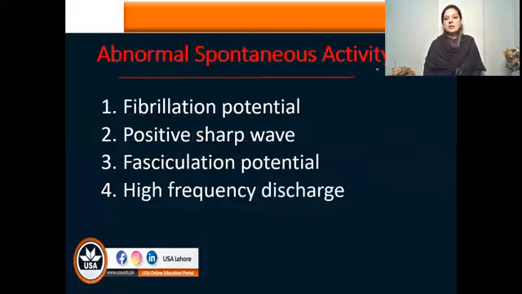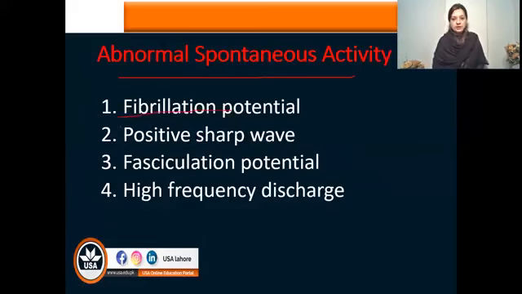Abnormal spontaneous activity has been divided into 4 categories. Number 1 is fibrillation potential. Number 2 is positive sharp wave potential. These are abnormal behaviors that have been documented and recorded in different diseases or impairments. Then we standardize them, and if a muscle shows such a variation, it is said to be a fibrillation potential, meaning it has such characteristics and is such a type of disease. Number 3 is fasciculation potential, and number 4 is high frequency discharge.